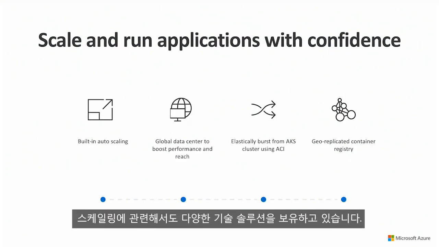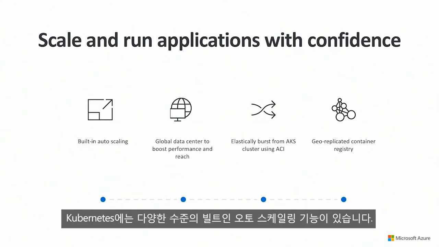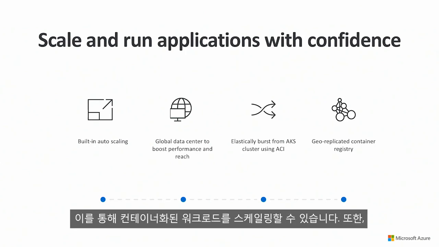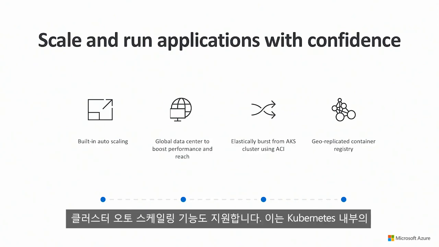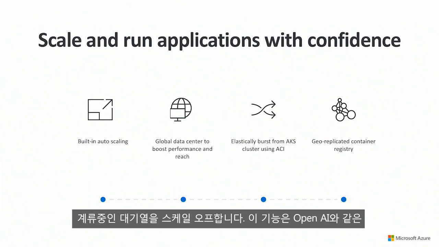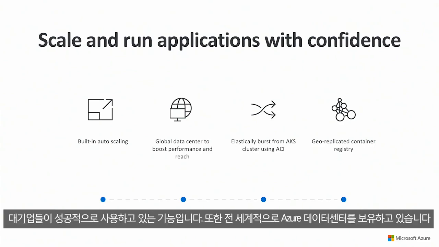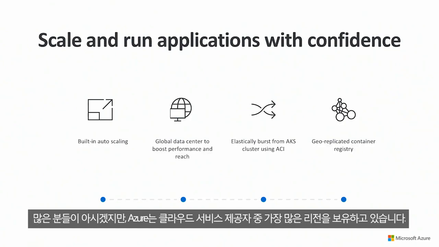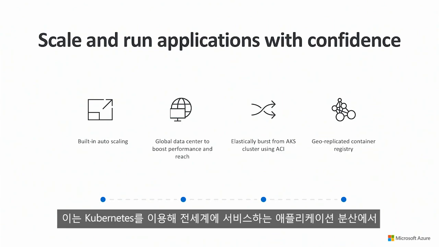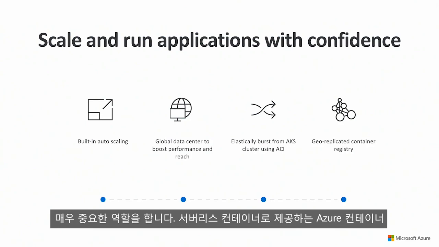When it comes to scaling, there are a number of technical solutions we have in the product. We have built-in auto-scaling at a few levels. The Kubernetes horizontal pod autoscaler will allow you to scale your containerized workloads. We also have cluster auto-scaling support, which will scale off of the pending pod queue inside Kubernetes. This is something that large customers like OpenAI have been extremely successful with. We also have this global footprint of Azure data centers. Many of you probably know that Azure has the most regions out of any cloud provider, and that's very important when it comes to distributing applications with Kubernetes that need global reach.